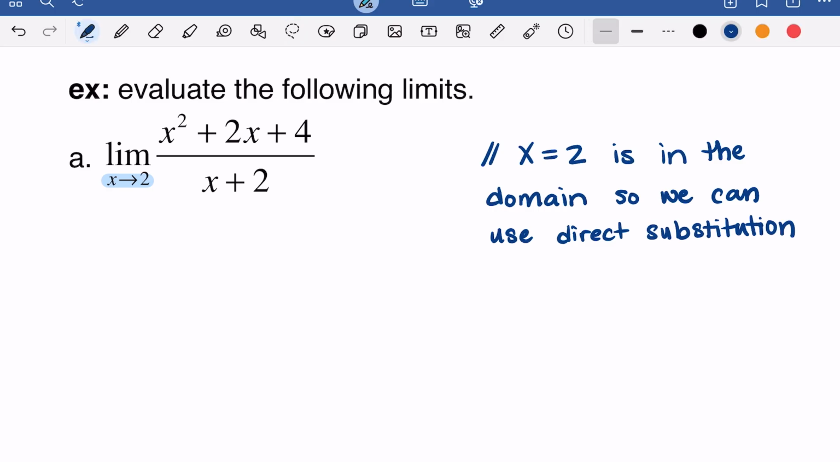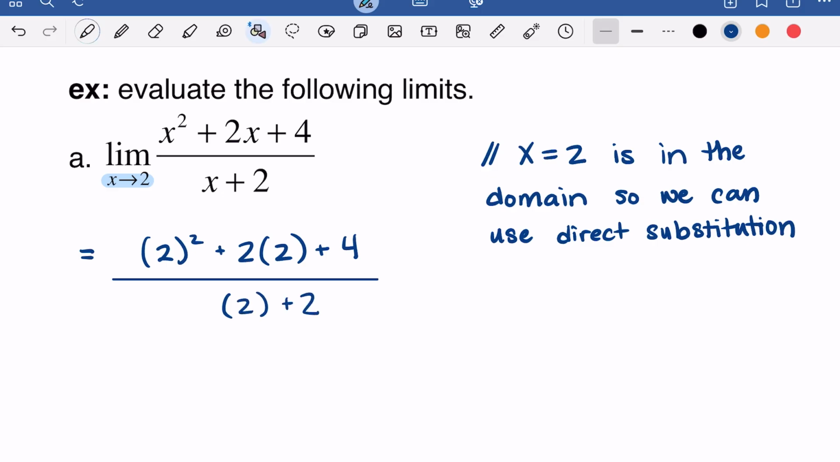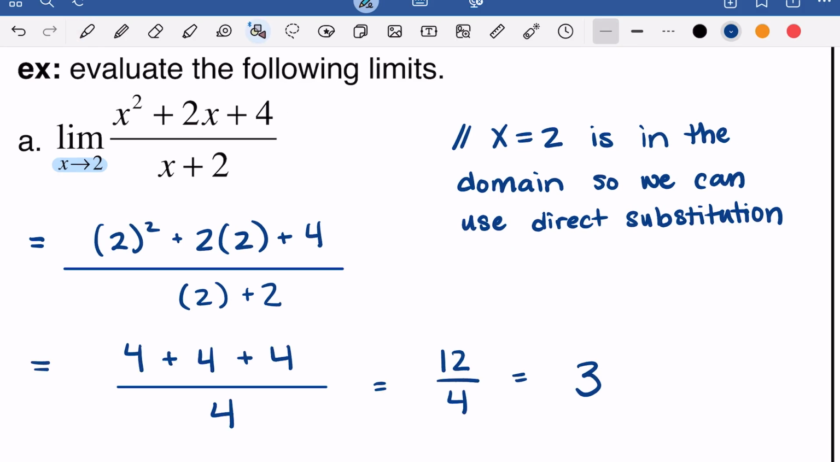So this limit will just equal us plugging the direct x value into my function, and evaluating. Therefore, this limit is equal to 3.